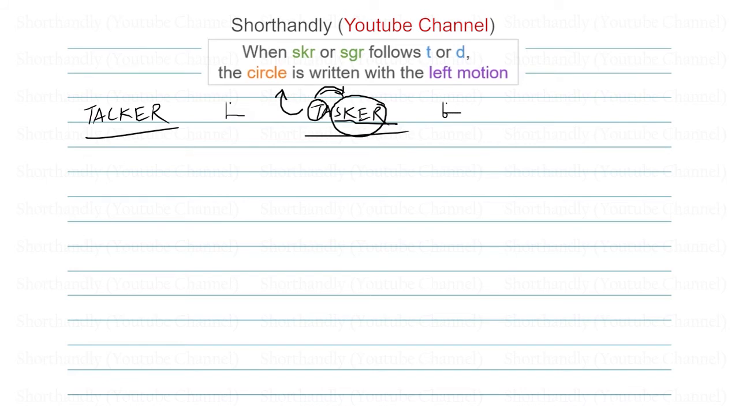Alright, so see what we did here. We made this circle with the left motion, with the left rotation. So we can consider this part as S also and R also. So this is the word tasker. Let's take another word, degree. So degree will be made like this. But what if we had the word disagree?